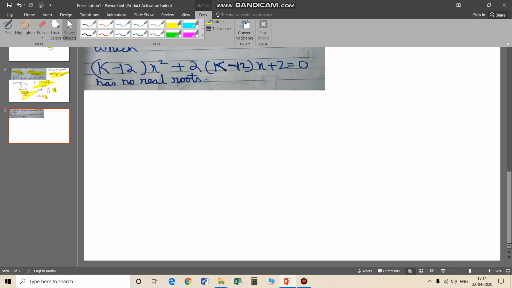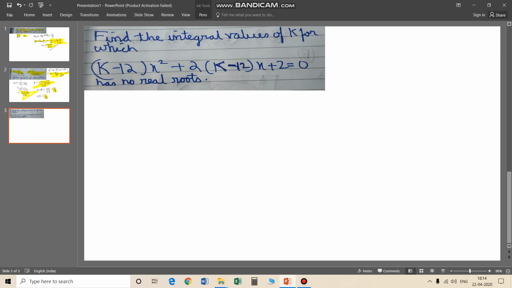Let me write it down. B square is 4 into (k minus 12) whole square, which is k square minus 24k plus 144. Yes, common. Multiply, squaring. Now b square minus 4ac is the condition I am writing here.